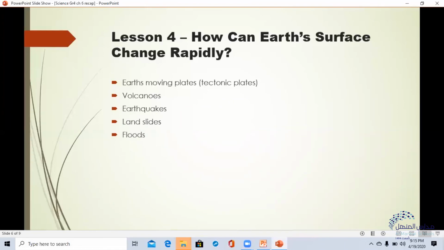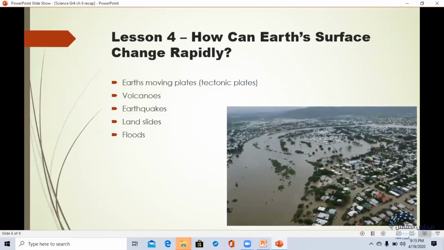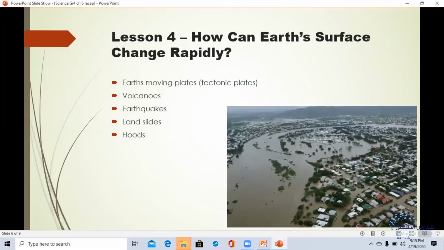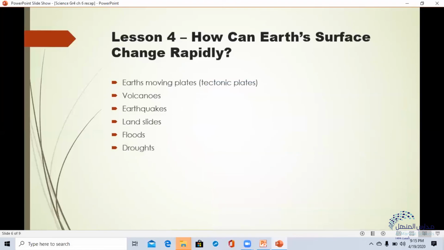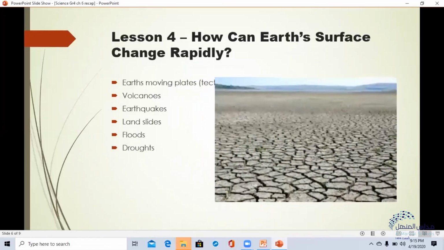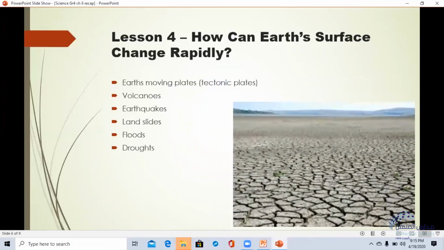Floods are also another way that we can find how Earth changes its surface very rapidly. So rapidly means very quickly. In a very short time, there can be a lot of rainfall causing floods, which is devastating to the surrounding areas. And the last one is droughts. Droughts is where you have no rainfall or little rainfall over a long period of time, which causes a lot of devastation that can have an effect on the surrounding areas.